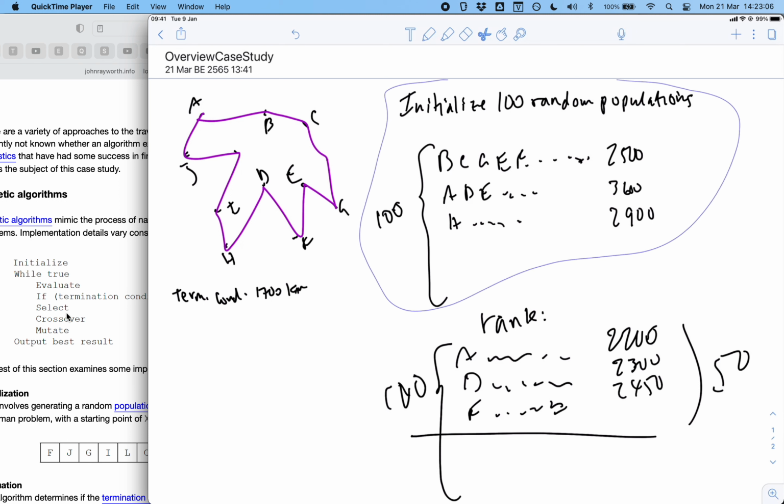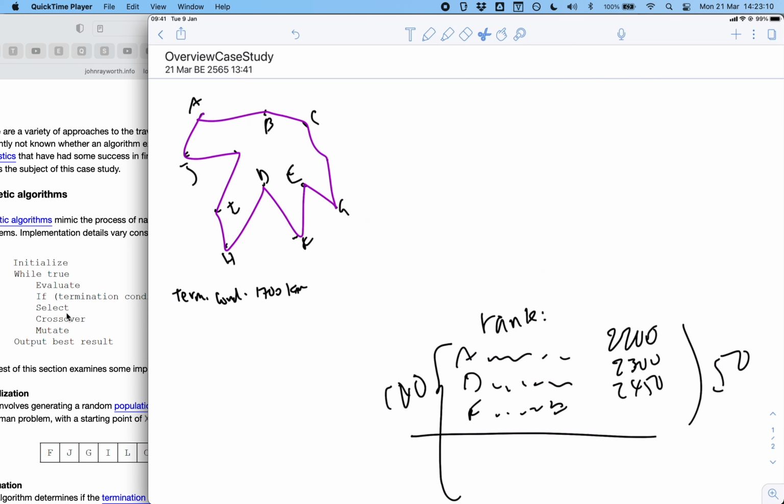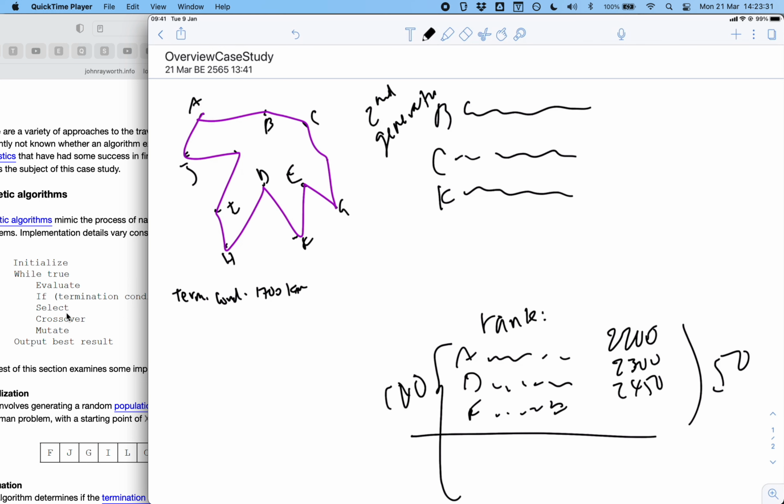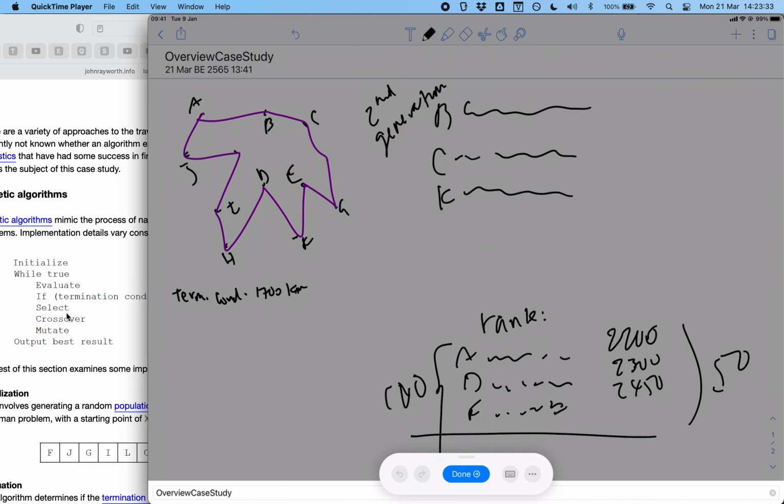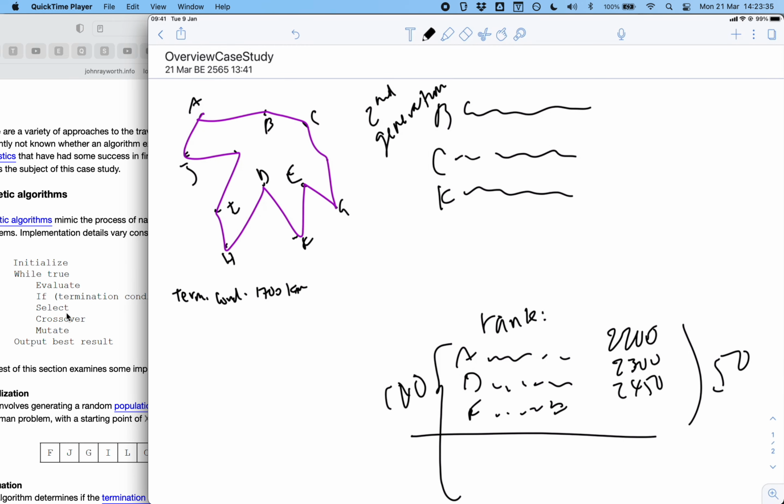But we cross over a bunch of them, and we end up with a new population, the second generation, and it's going to, just by definition, be a little bit better. We're going to end up with B to whatever, C to whatever, K, whatever. But this second generation, not the initial one, is going to be better.